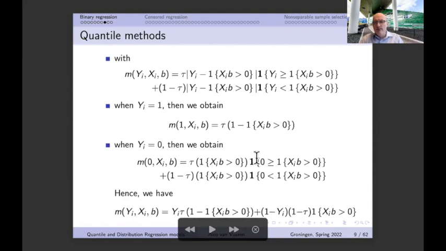So that implies that if this is equal to 0, then this indicator function is equal to 1. But when is that true? Well, that's of course true in the case that xib is not larger than 0, but it must be smaller or equal to 0. So there we can replace this whole indicator function by one indicator, which actually says that xib should be smaller or equal to 0.